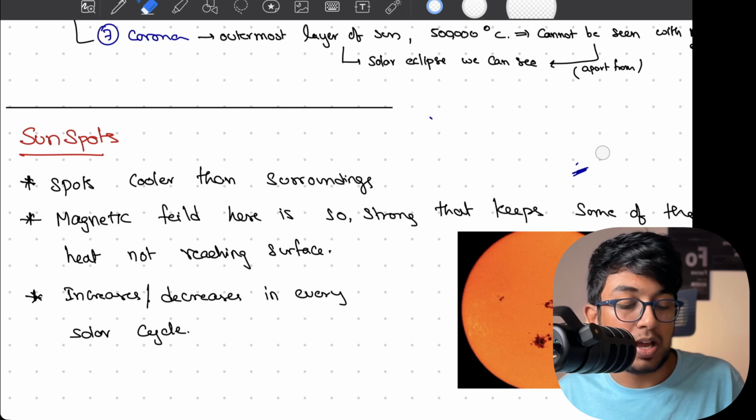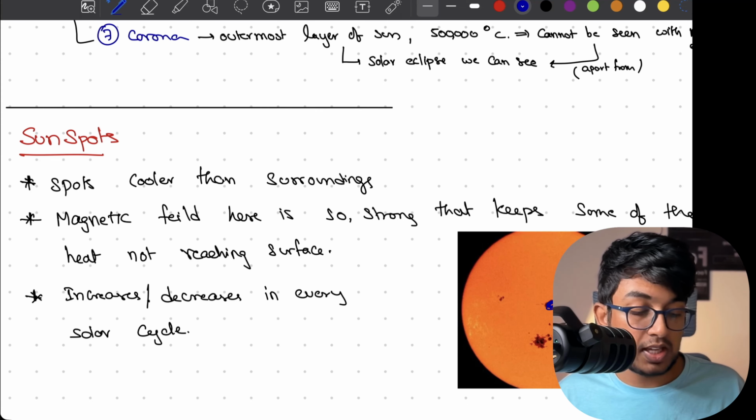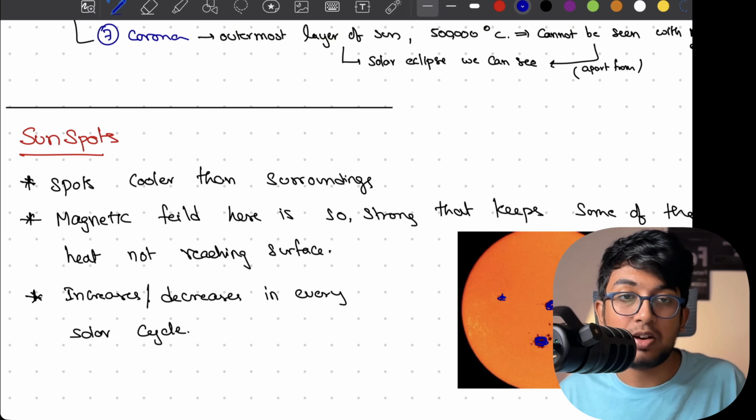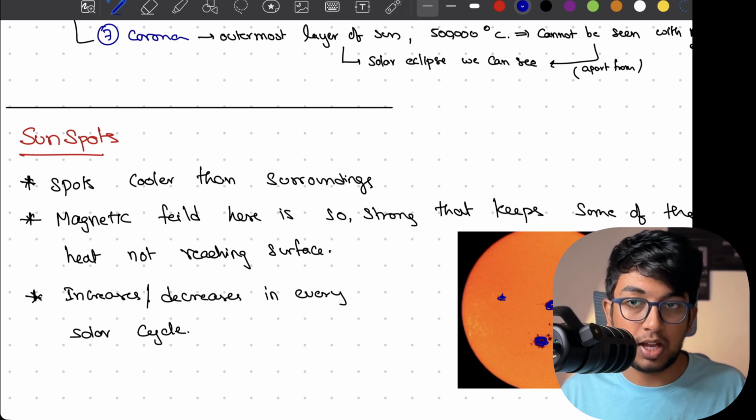That is what cooler than surroundings means. So now what happens here is these areas are magnetically so strong. Then the sunspots occur there. Why these occur and all, we are going to talk about in the magnetic part. But this is how sunspots occur.